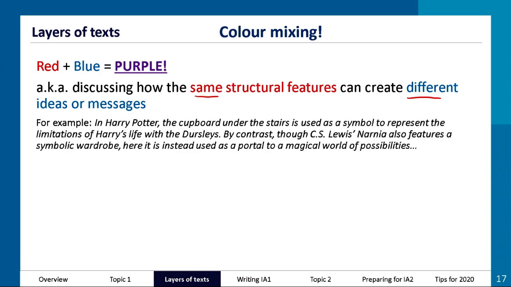For example, in Harry Potter, the cupboard under the stairs is used as a symbol to represent the limitations of Harry's life with the Dursleys. By contrast, C.S. Lewis's Narnia also features a symbolic wardrobe, but here it's instead used as a portal to a magical world of possibilities. So, I know none of you are studying Harry Potter and Narnia this year, but hopefully that little sample sentence or two makes sense. We are looking at a symbol that is the same in both texts, the symbolism of a wardrobe or a cupboard or a place of confinement, but we're talking about how it's used differently by the authors.